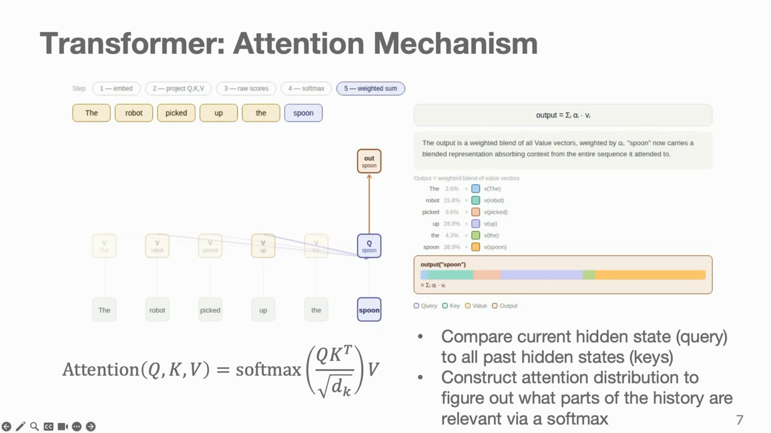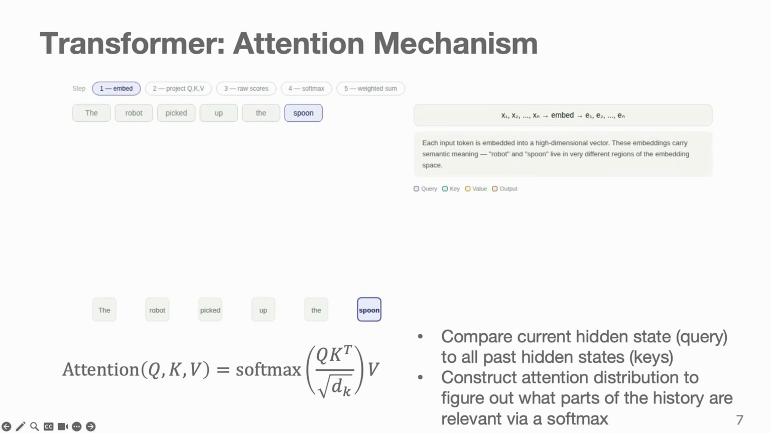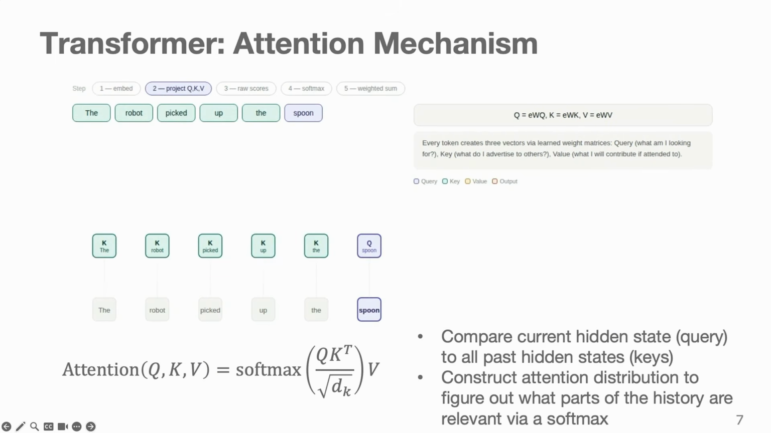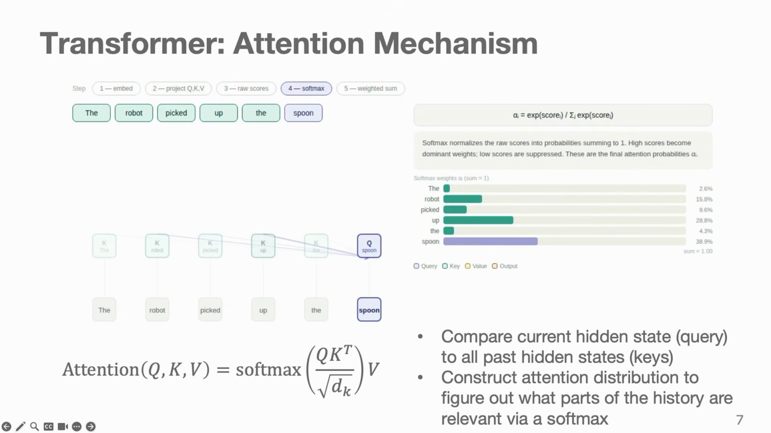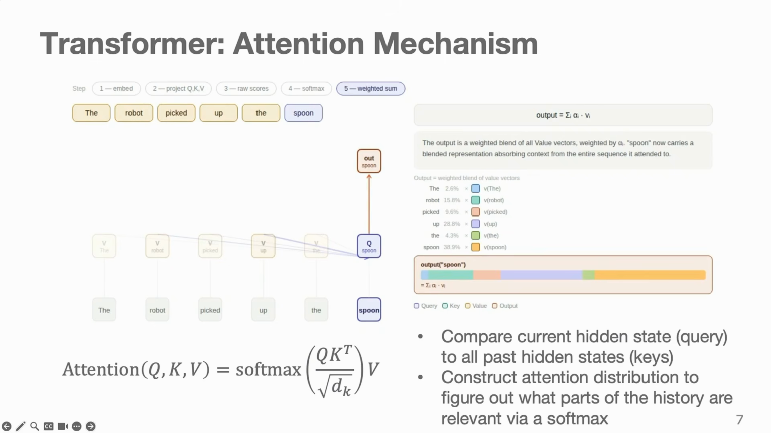So you compute that relevance as the dot product between a query vector and a set of key vectors. Then you normalize with a softmax, so it sums up to 1. And then you just take a weighted average of the value vectors, and that's pretty much it.